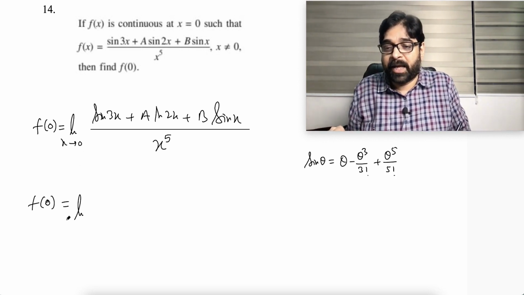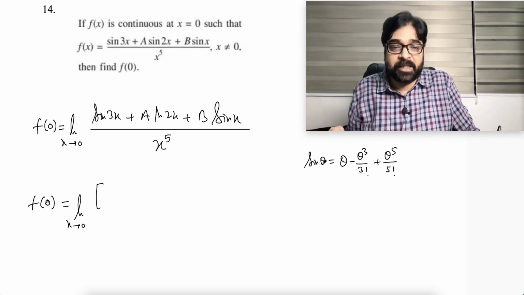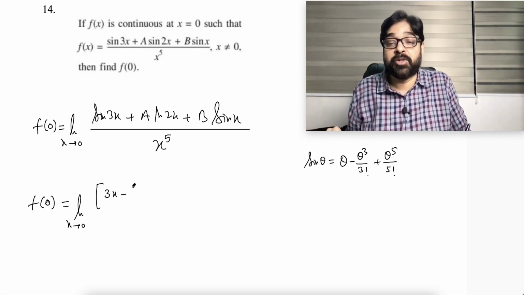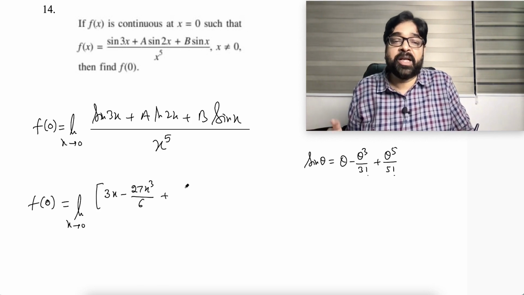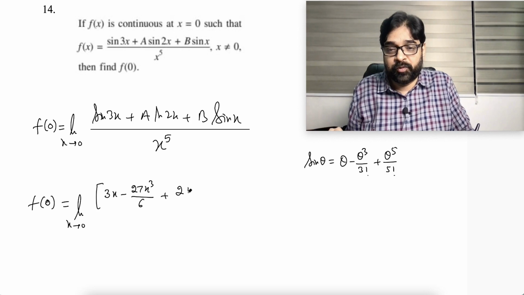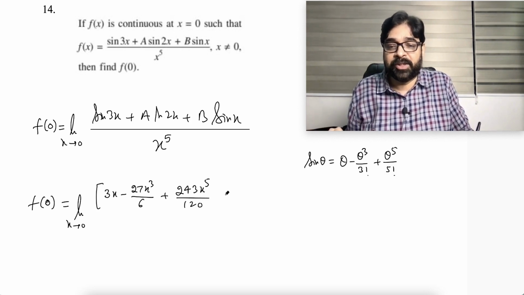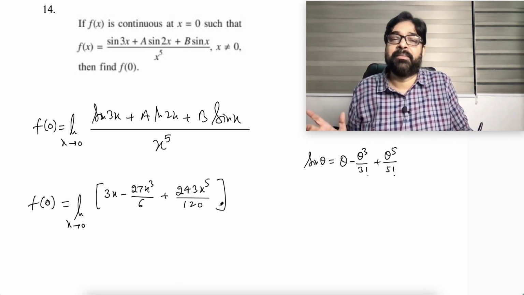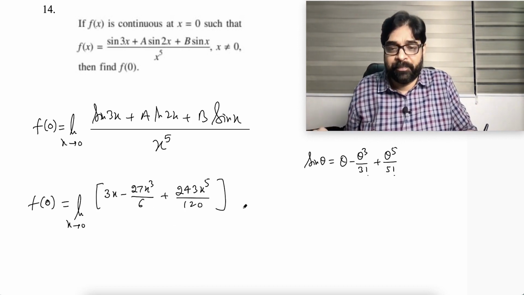So this will be limit x approaches 0. Sin 3x series, what will you write? In place of theta, put 3x. So 3x minus 3x whole cube, which is 27x cube by 3 factorial, that is 6, plus 3x power 5. 3 power 5 is 243, so 243 x power 5 by 120. The rest I will not write because I need up to x power 5 only.